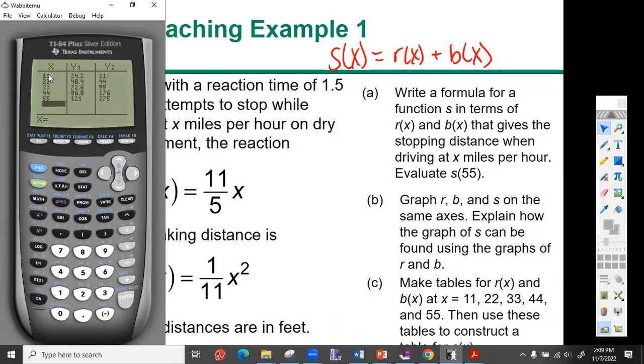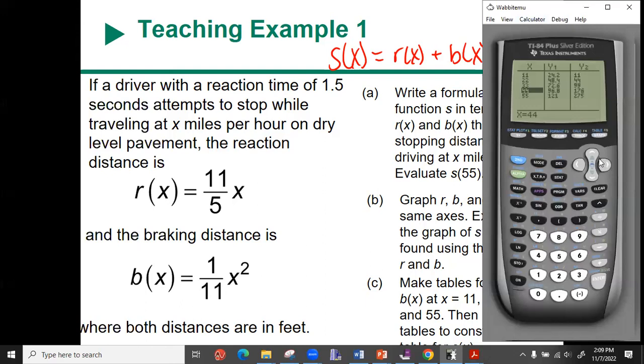So if I'm going 11 miles per hour, this is how much time I need to react. This is how much time I need to brake. If I'm going 22 miles per hour, this is how much time I need to react. This is how much time I need to brake. Do you see that? So if you add these two together, 24.2 plus 11 is going to give me what? So look, as I scroll over to Y2, what does it say? It says 35.2. Because Y2 is the combination of me adding my reaction and my braking time.